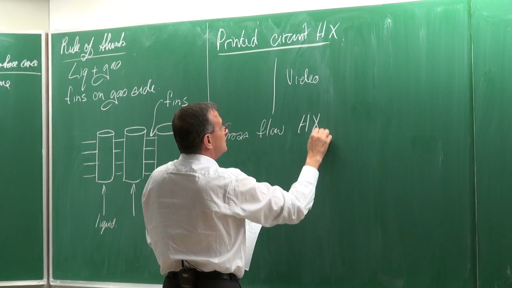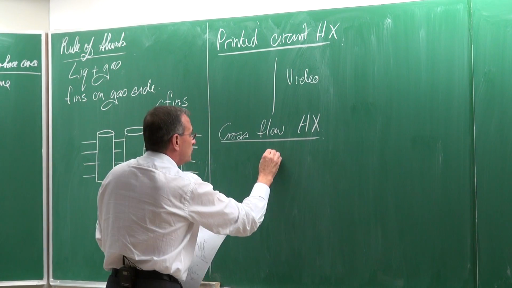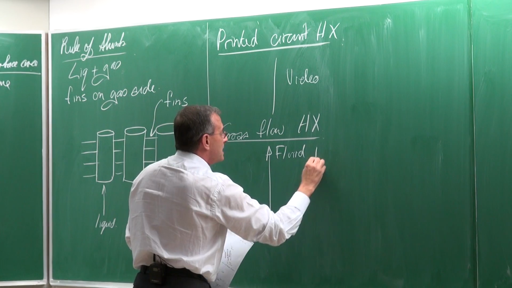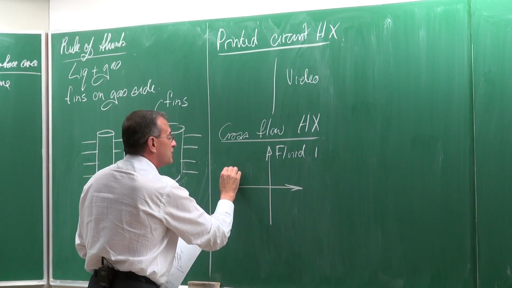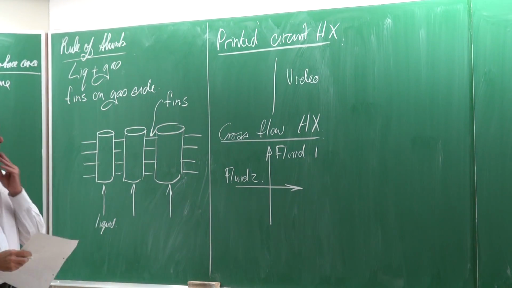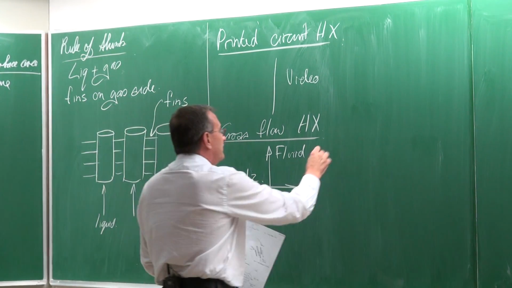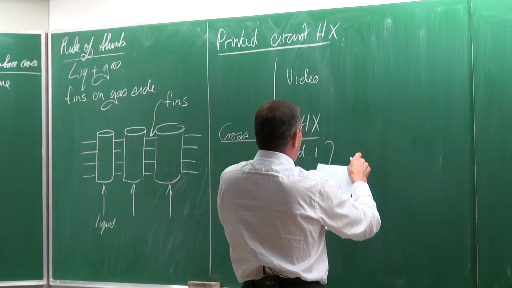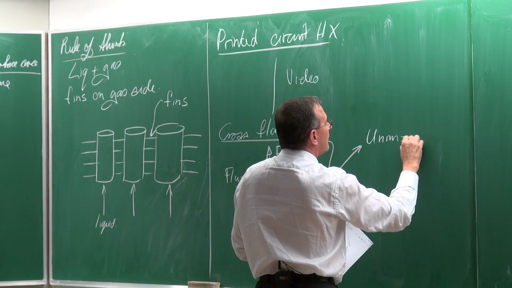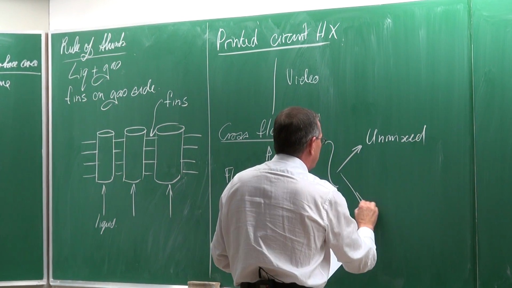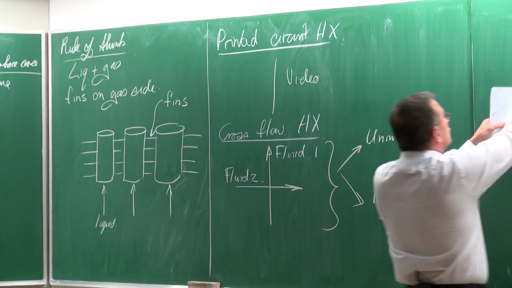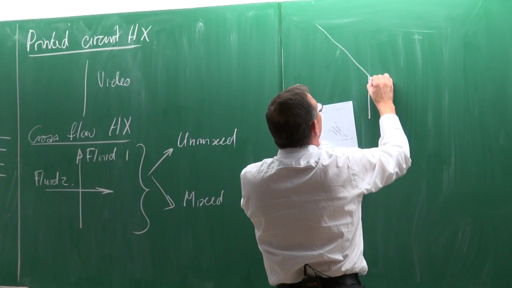Cross flow heat exchanger. With the cross-flow heat exchanger, we now have fluid 1 going in this direction, and then perpendicular to it, we will have fluid 2. And with these types of heat exchangers, we can get what we call an unmixed configuration, unmixed or mixed. Now, what is the difference between the two? Well, I'm going to try to draw it for you.